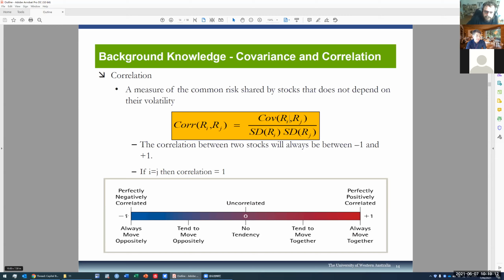At -1, you know that's one extreme, which means they are completely the opposite. If it is at 1, that means they're completely correlated, like they are just the same thing. It's more like an asset to itself. So it's a lot easier to interpret.